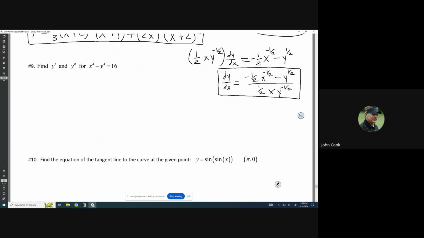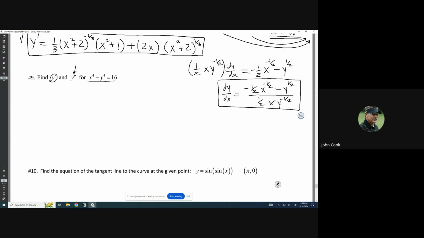Now we're moving on to a more complicated implicit differentiation problem, and not by much. It's just a little bit more difficult because we have to do the second derivative. Okay, so let's see how this looks. First derivative is going to be pretty easy. We just follow the same rules from problem number 8, and we just do the derivative of each part.